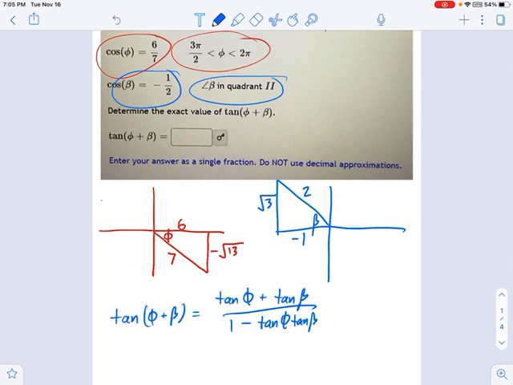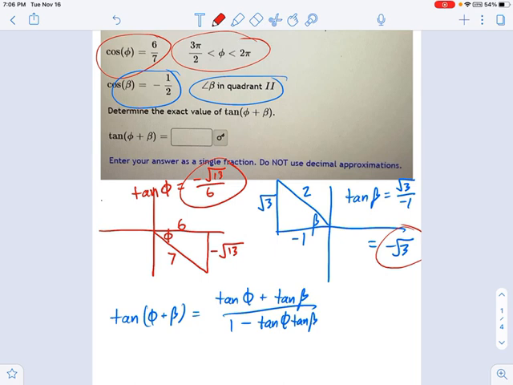So I'm going to look at this triangle on the right, and let's just say, well, tangent of beta in this case is opposite over adjacent. So that's going to be, let's see, radical 3 over negative 1. Let's just call that negative radical 3. Okay, and on the left, tangent of this one equals what? Tangent of phi equals opposite over adjacent. So that's negative radical 13 over 6. Okay, so let's use these two values here, this one and this one, to inform our equation. So we just plug those in.